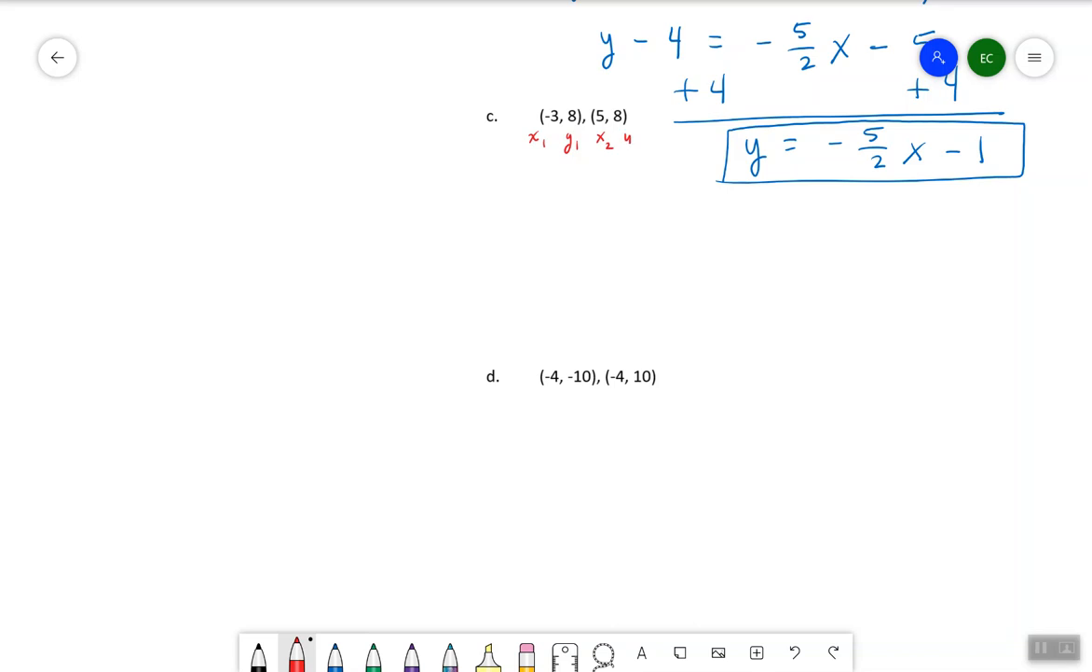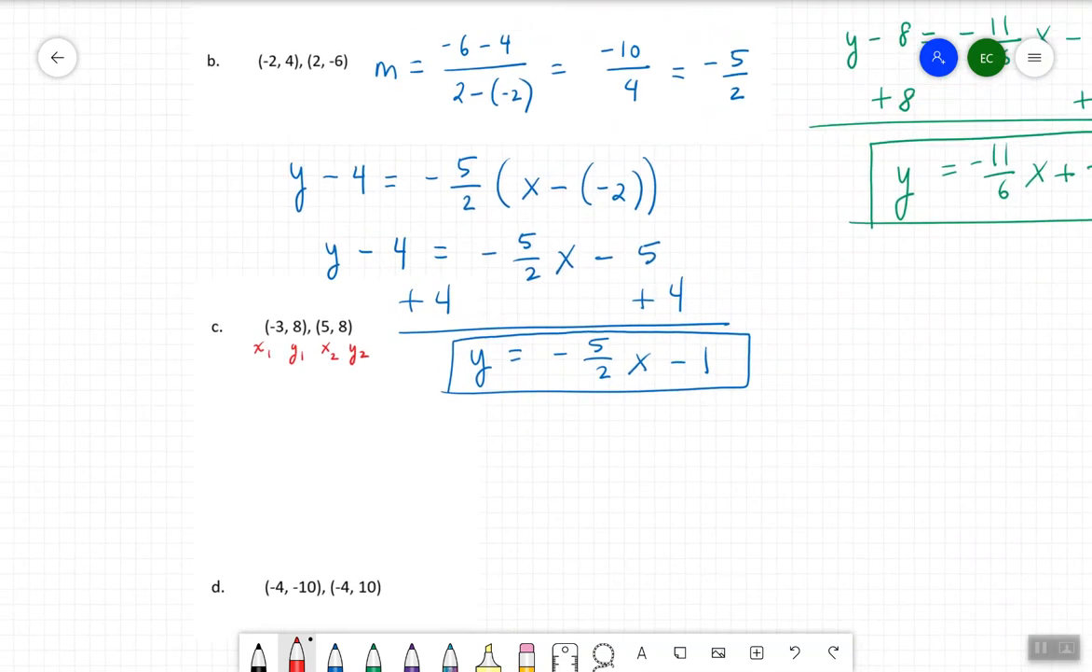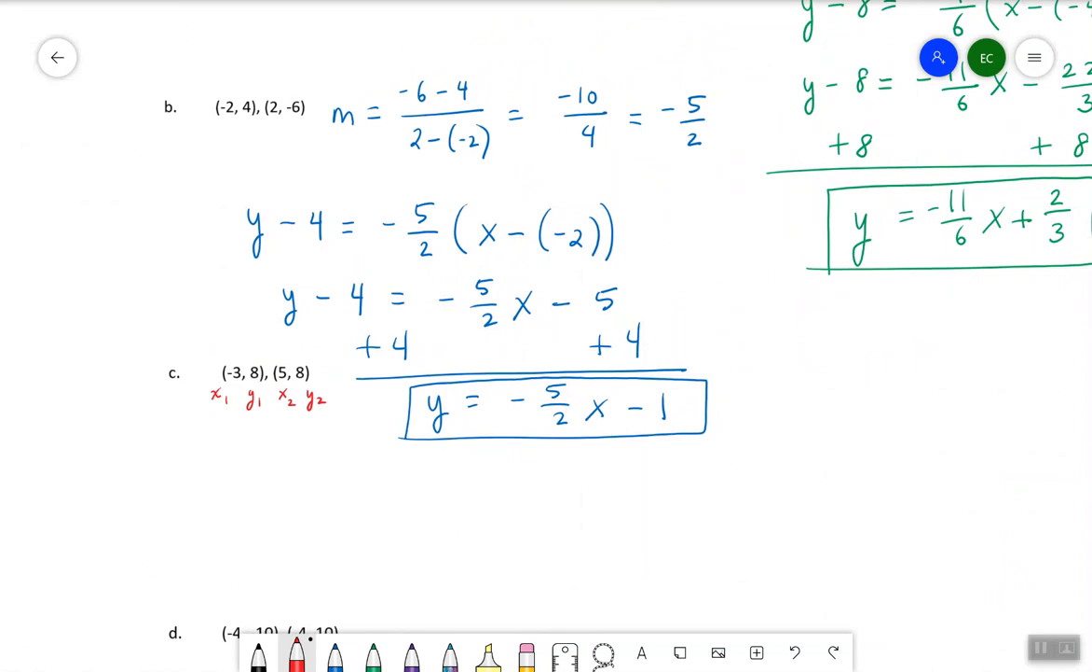Oh, one other thing I wanted to say. When we plugged into point slope form, we used the first point, negative 2, 4. But we could have just as well used the second point, the other point, and the answer would have come out exactly the same. That would be a good exercise for you to verify: plug in 2, negative 6 instead of negative 2, 4 into the point slope form and see that the answer doesn't change.